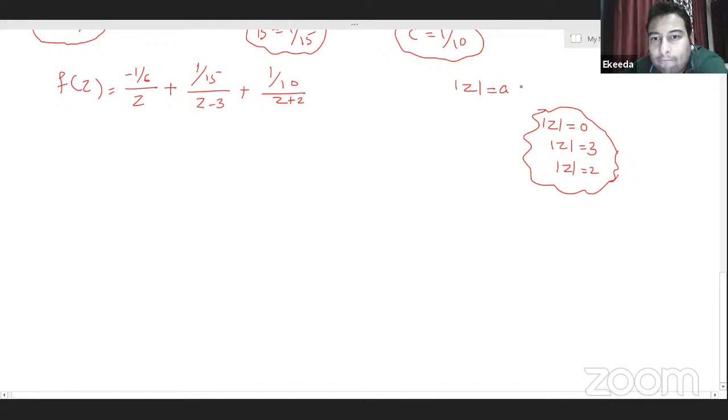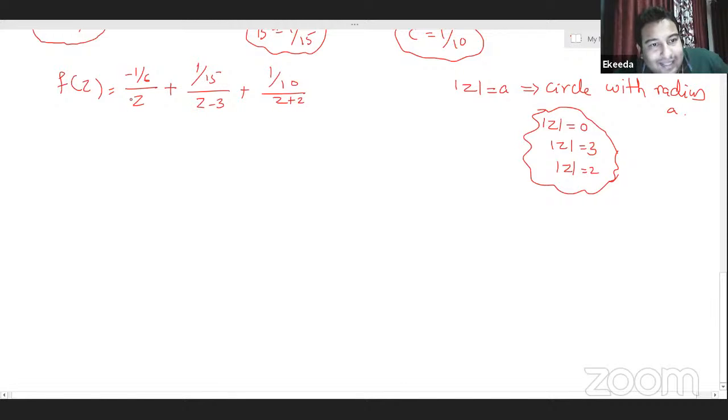What do you mean by mod z is equal to a? It means a circle with radius a. Is this clear till now? Always, 99% of the time you get three circles, or you can get four, or you can get two. It depends. But from where are you going to get the circles? You're going to get the circles from the denominator.